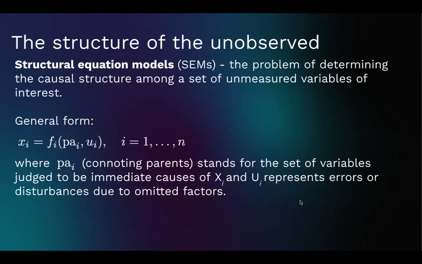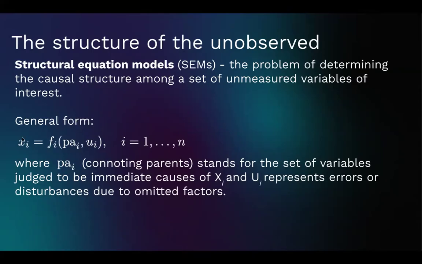So that's the background of the VAE, and how people train it, using this evidence lower bound. Now, how this paper gets into the causal realm is they use a concept called structural equation models, which are basically about determining the causal structure among a set of unmeasured variables.